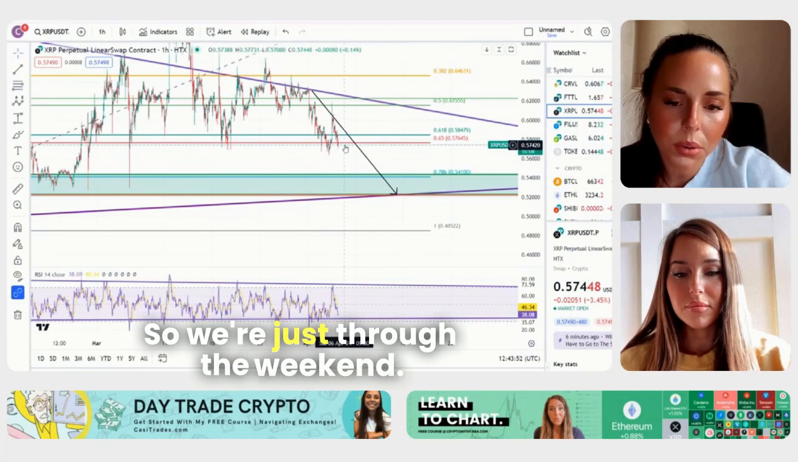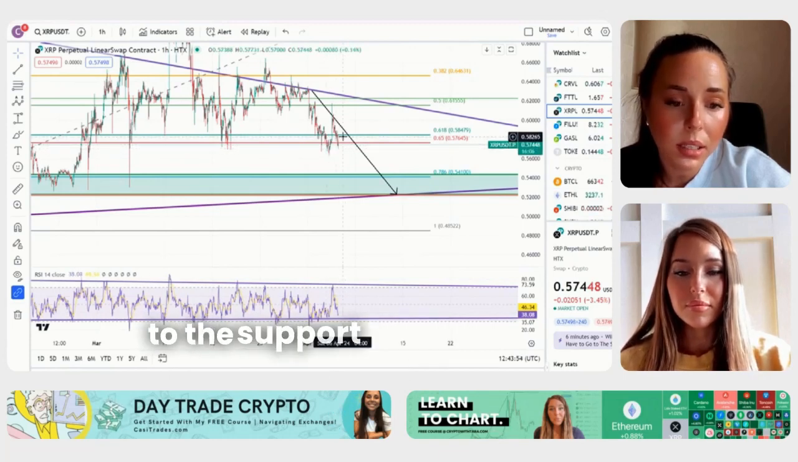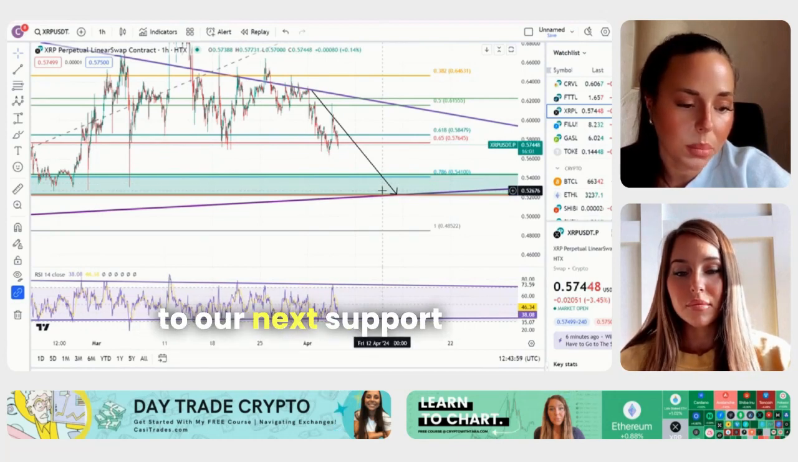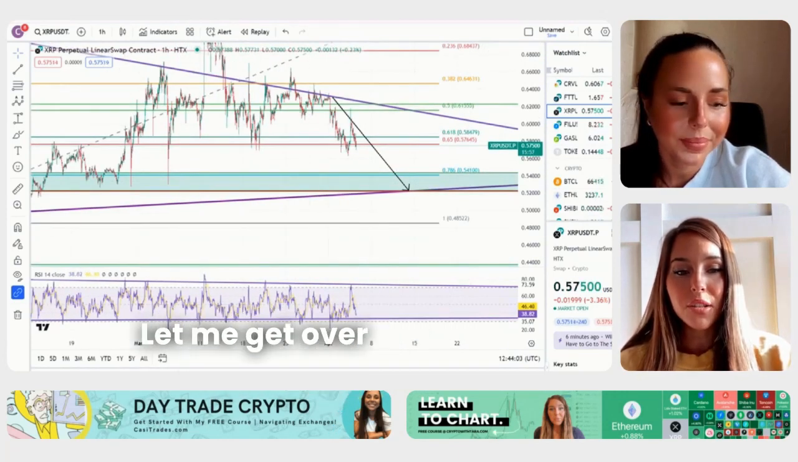Yeah, so we're just through the weekend. Let's look to see how it reacts to these support levels it's at right now. And then if we do get that clean break down, our next support level is what I'm looking for. Let me get over to my XRP chart.